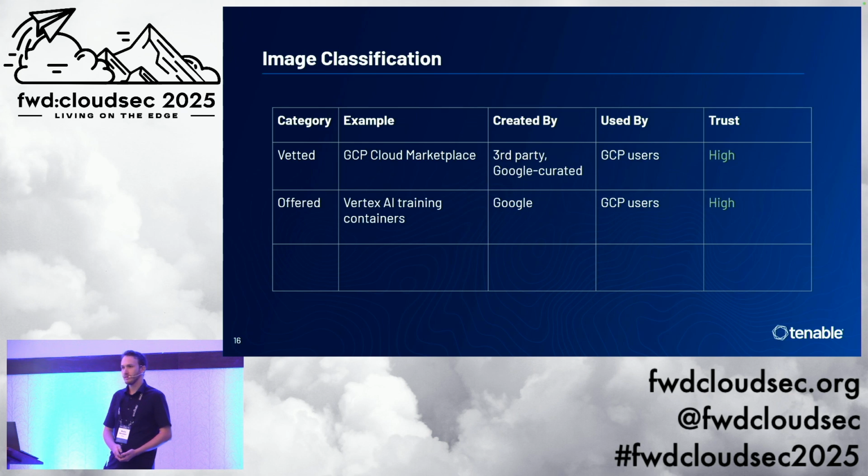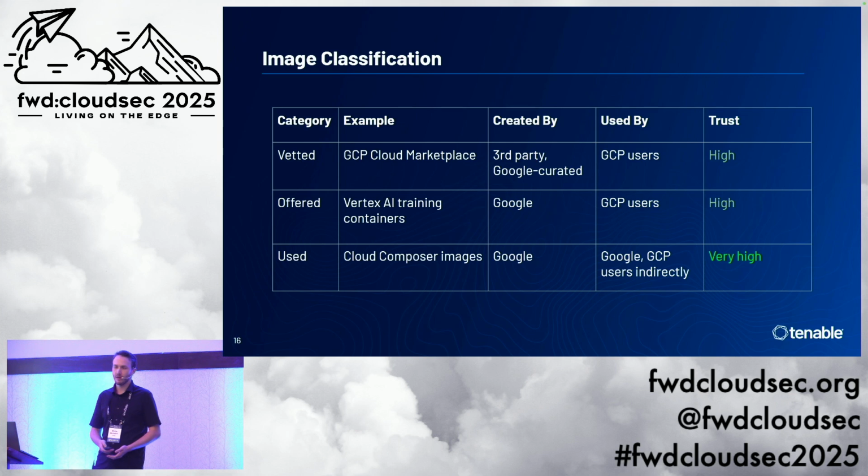The second category is the offered category. These are not actually images which are used in production environments. These are images created by Google just for the convenience of its users. Say you want to use a base operating system image or an AI training image. Google offers these kinds of bare bones images for its users, and they upload them to Artifact Registry as well. Since Google are the ones who are offering these images to you, again, the trust level for this is high.